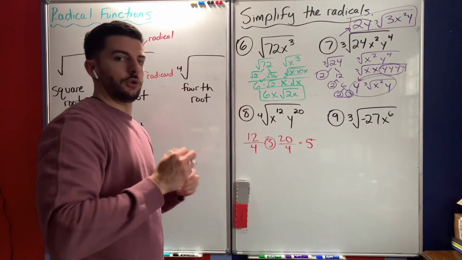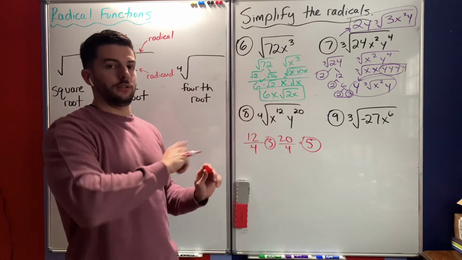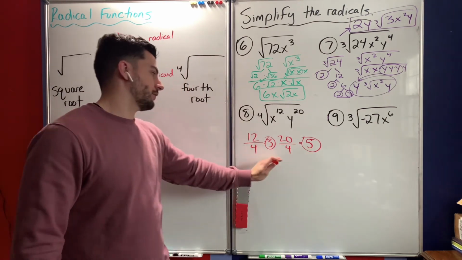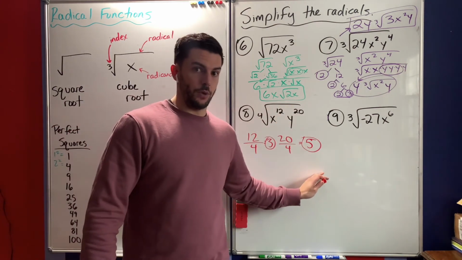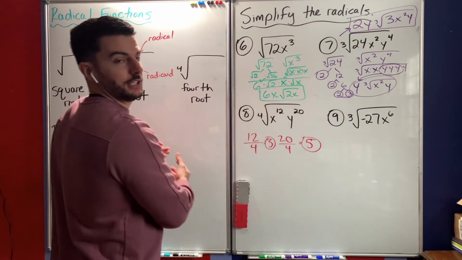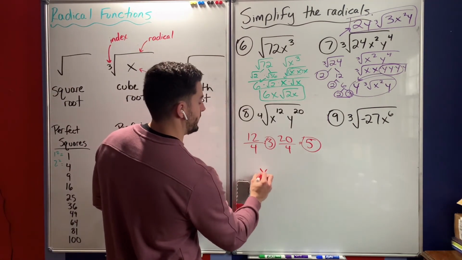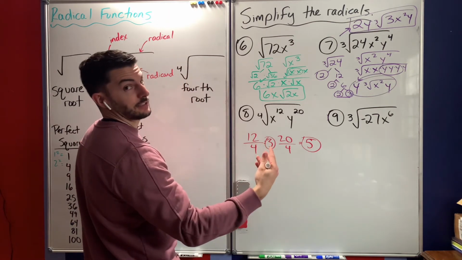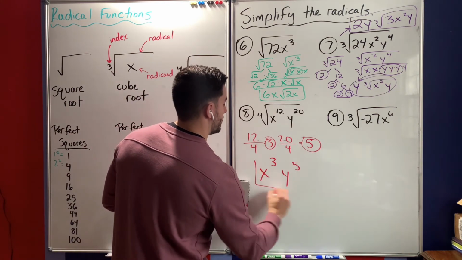That's how many groups of 4 you would have if you wrote out all of your x's and all of your y's. You'd have 3 groups of x's and 5 groups of y's. So that's how many of each variable I'm going to be able to pull out. My final answer is x cubed, with the 3 exponent, because that's how many groups, and then y to the 5th.